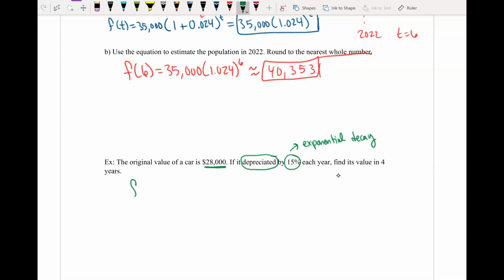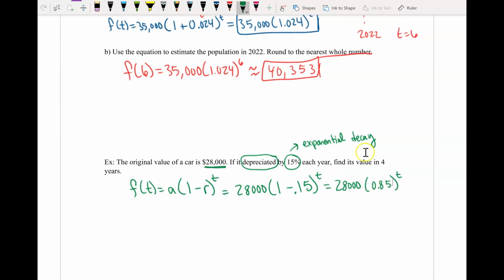So let's go ahead and write down our function. f of t is going to be a. Now we're going to use a times 1 minus r to the power of t, because this is losing value. So a in this case started off as $28,000. And I'm going to do 1 minus the percentage, which is 0.15, to the power of t. So this is going to be $28,000 times 1 minus 0.15, which is 0.85, to the power of t. And this means exponential decay. You can see that b in this case is a number between 0 and 1, so it's actually going downward.